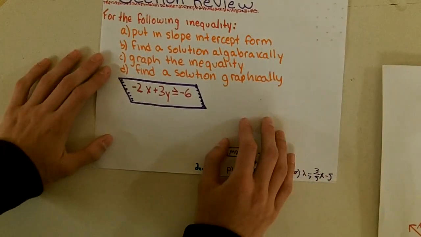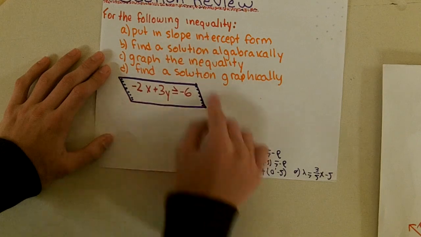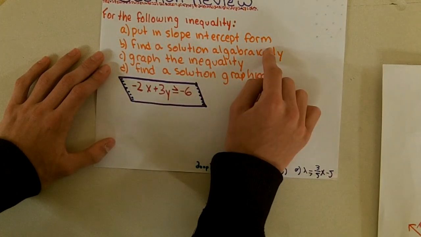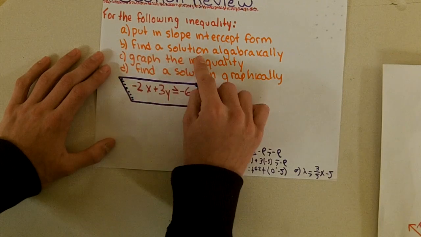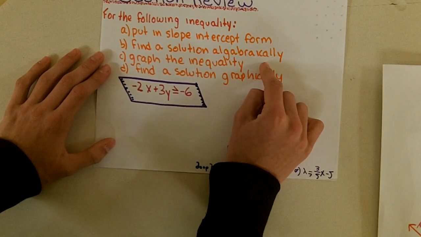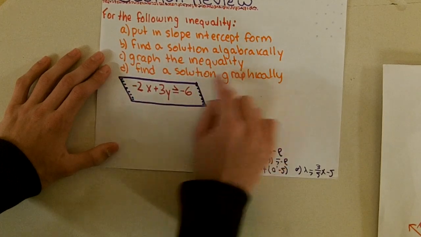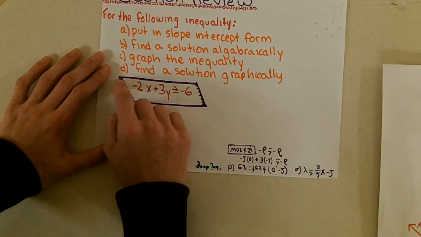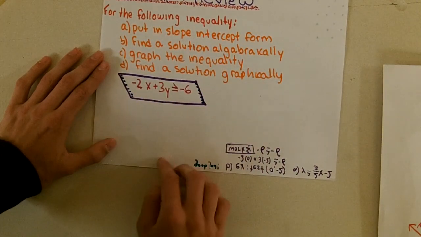Now a bit of review. I want you to put this equation right here in slope-intercept form. Then, when you're done with that, I want you to find a solution algebraically. Then, when you finish that, I want you to graph the inequality. So just graph it. And when you're done with that, find a solution of that inequality using the graph.